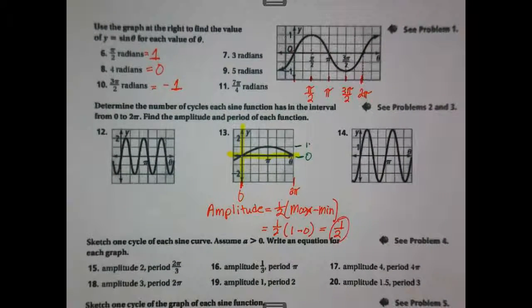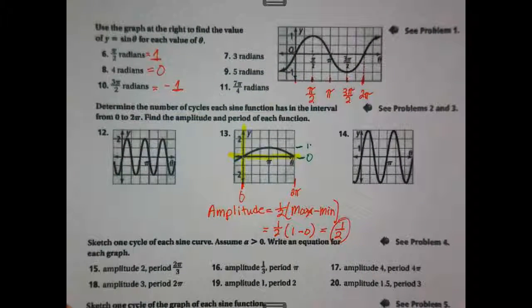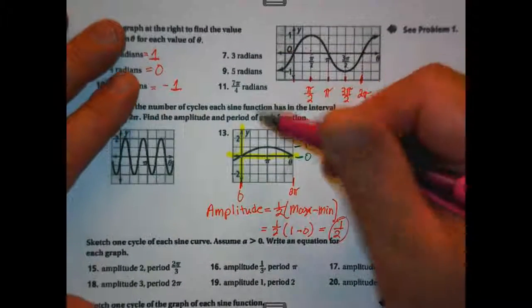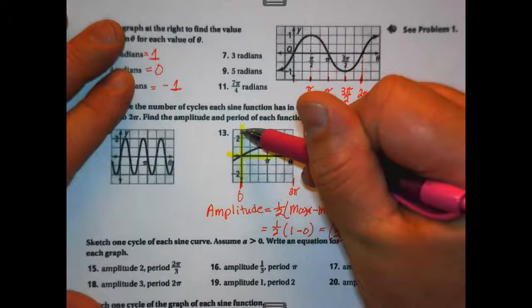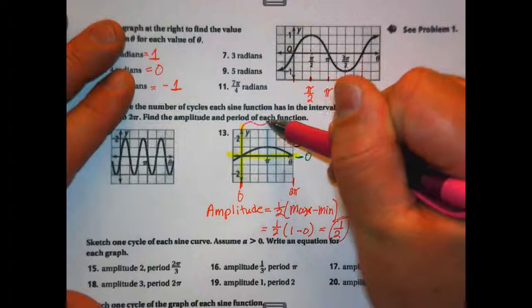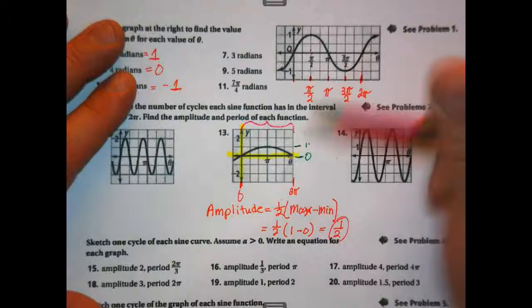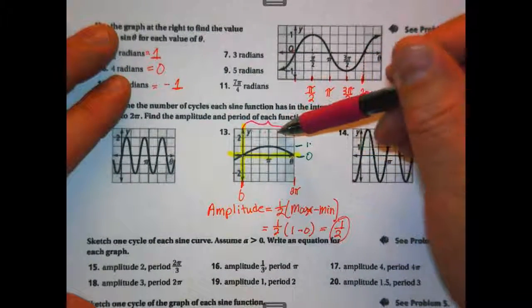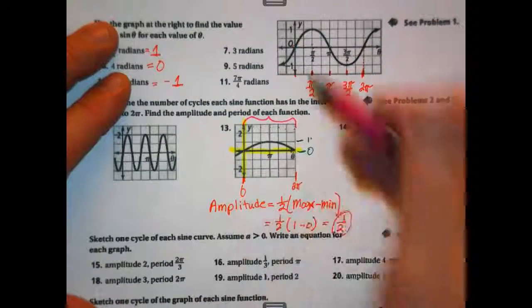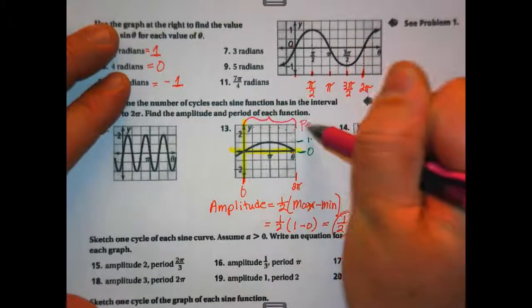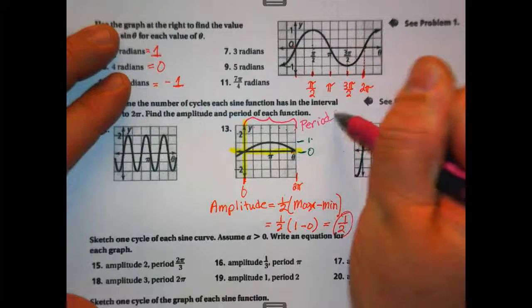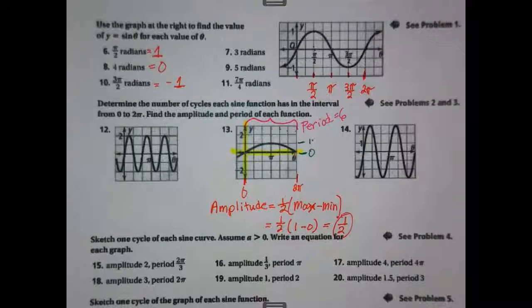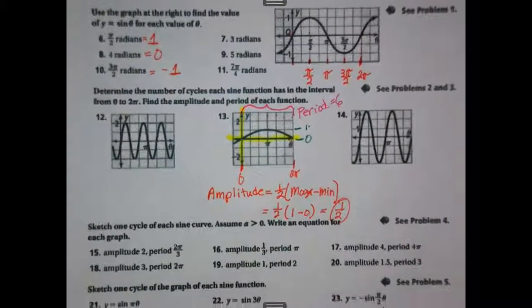And then what else do we have to find? The period. The period, because we have a graph, we're just going to count one cycle. So it's 1, 2, 3, 4, 5, 6. So the period is 6. Okay. Questions?